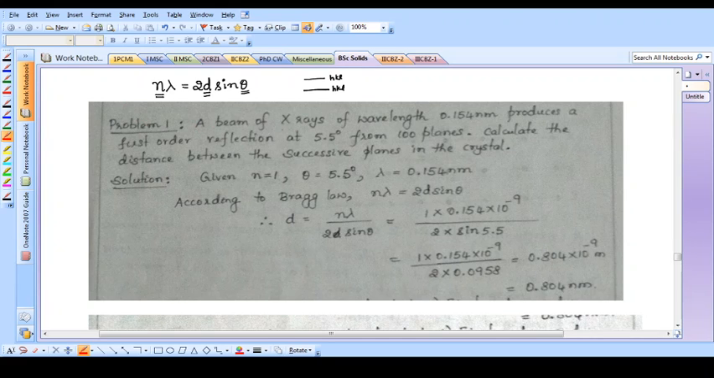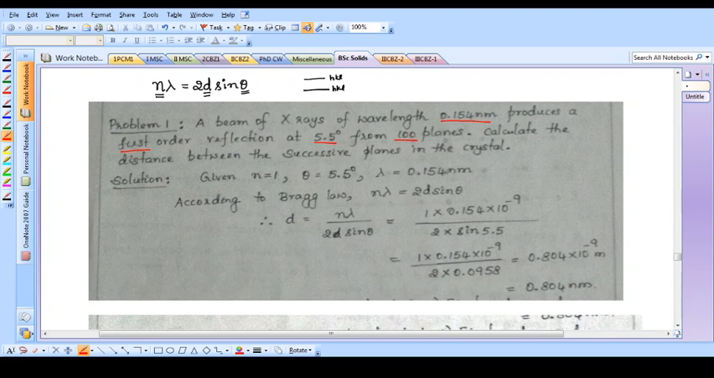A beam of X-rays of wavelength 0.154 nanometer produces a first order reflection at 5.5 degree from 100 planes. Calculate the distance between the successive planes in the crystal. So here we have to find out d, the distance between the planes which are reflecting the X-rays, that is the distance between 100 planes.